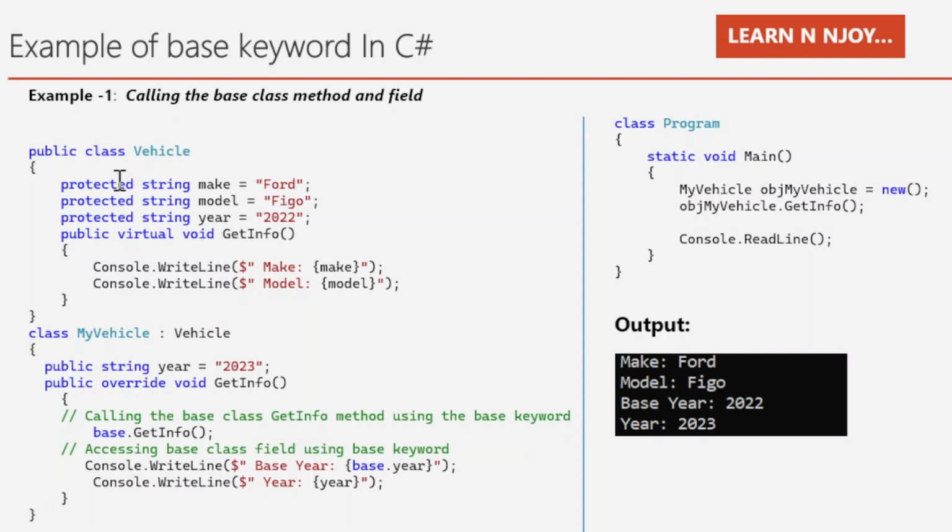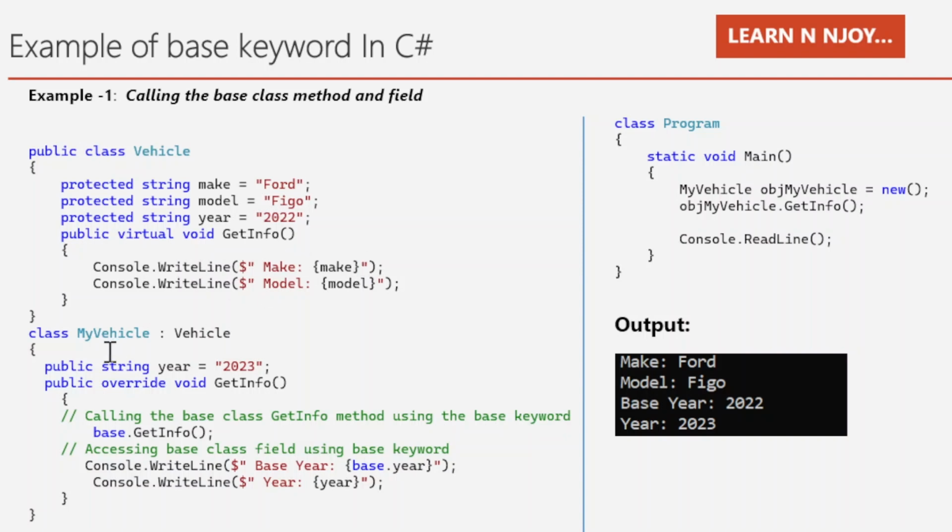that has three protected fields: make, model and year. Here the values are already defined. Make has the value Ford, model Figo and year is 2022. Now there is a virtual GetInfo method that returns void data type. Basically it is not returning anything. Here I am just printing the make and model, whatever values we have already set for these protected string fields, with the help of the Console.WriteLine statement over here.